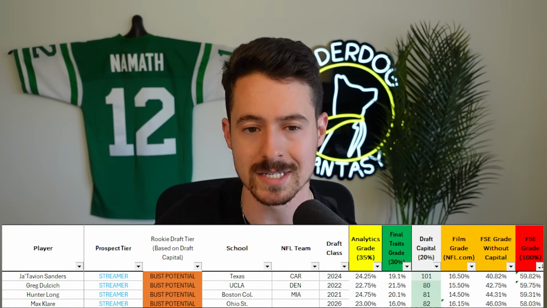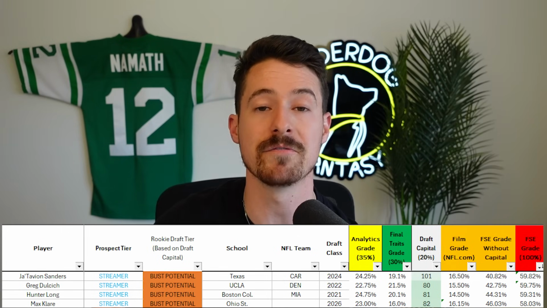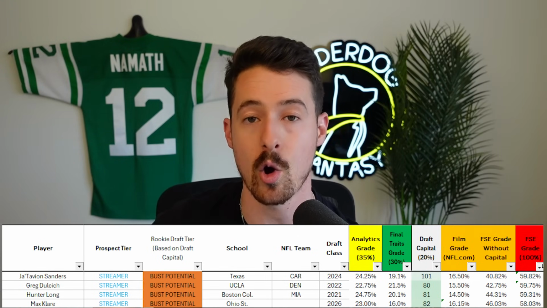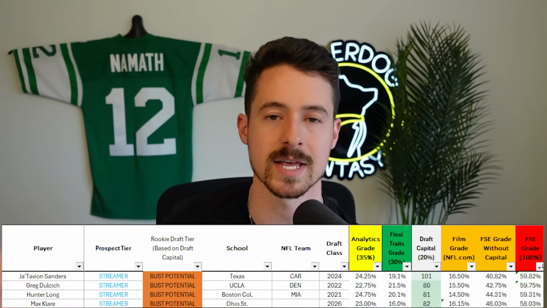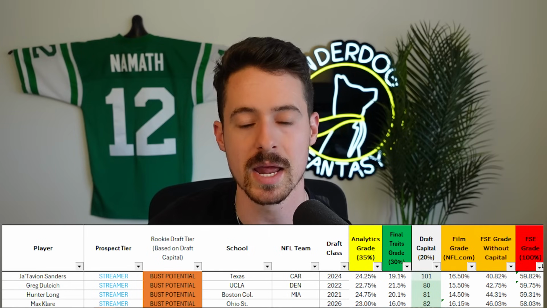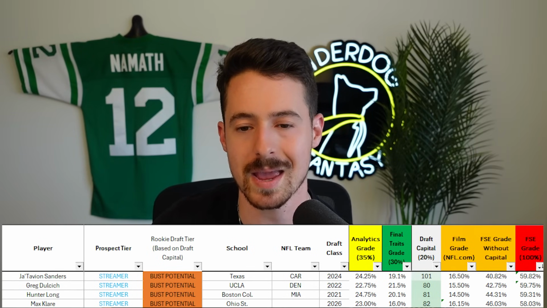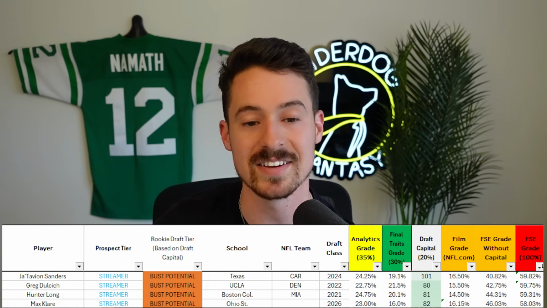Tight end 2 is the highest rated senior of the model, and that's Max Klare, formerly of Purdue. He now transfers into Ohio State for his final year, and this is going to be a trend with college football in general, is that a lot of small school guys are going to transfer to big schools in their junior and senior seasons. But you can see some of the comps here, projected to be about a 3rd rounder, similar to like a Hunter Long, a Greg Dulcich, Jatavian Sanders.